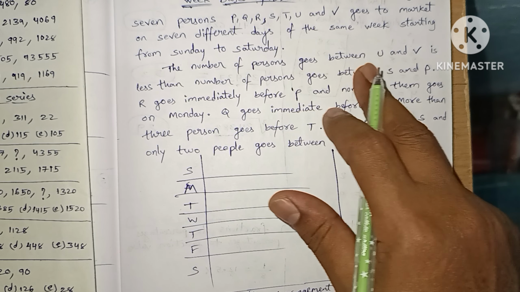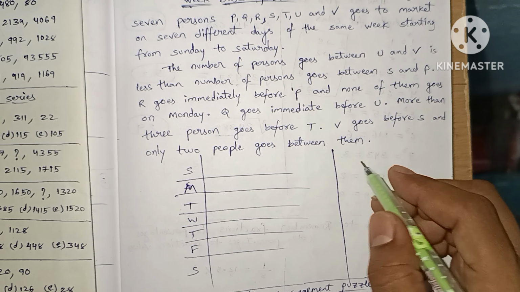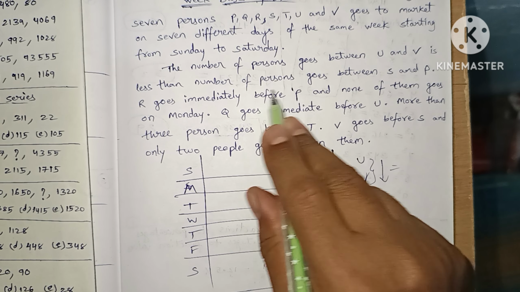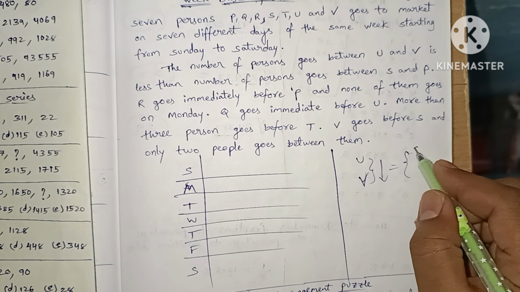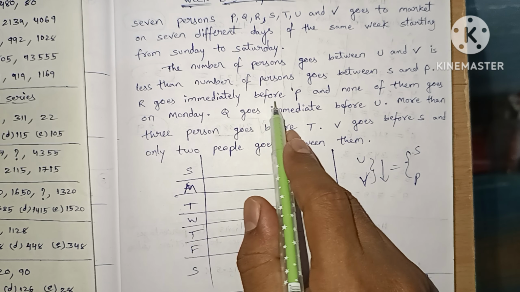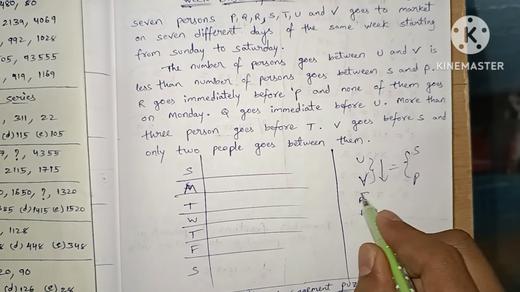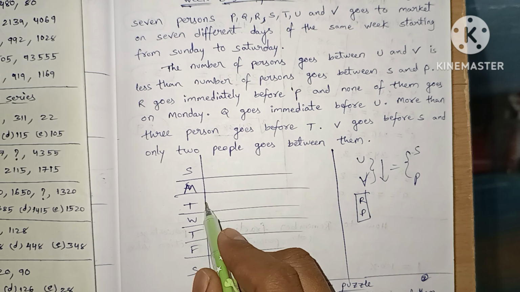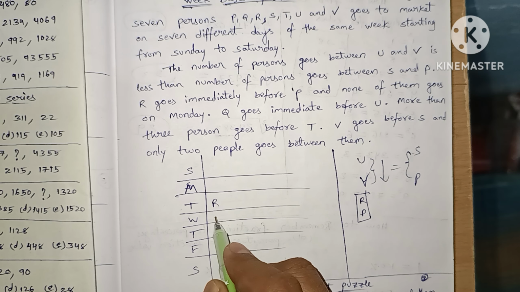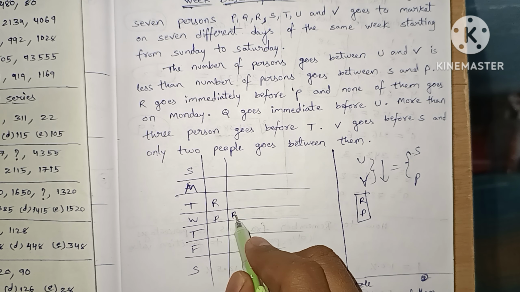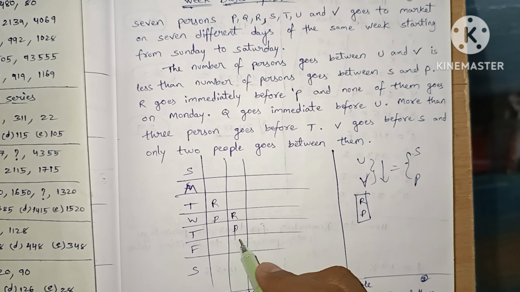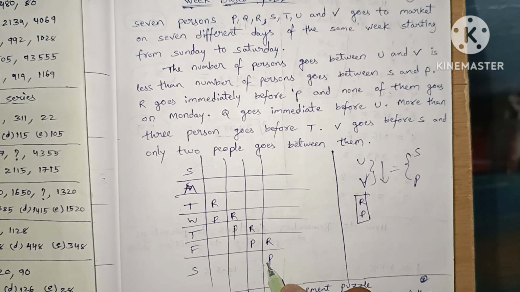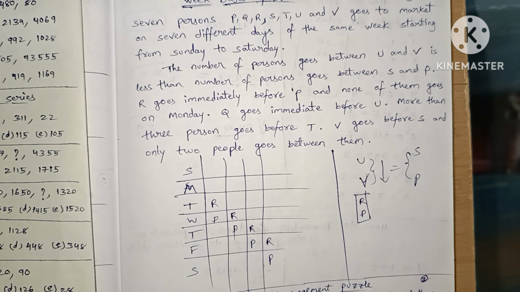The number of persons that go between U and V is less than the number of persons that go between S and P. R goes immediately before P. And none of them goes on Monday. Means from the possibilities, there will be R, P; R and P; R and P. One more possibility, R and P. The 4 possibilities we have.